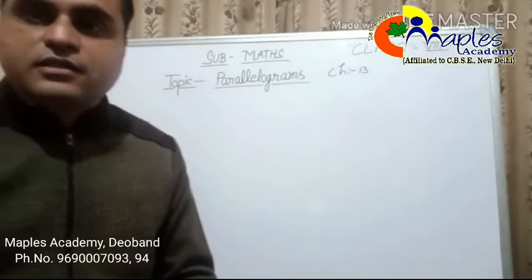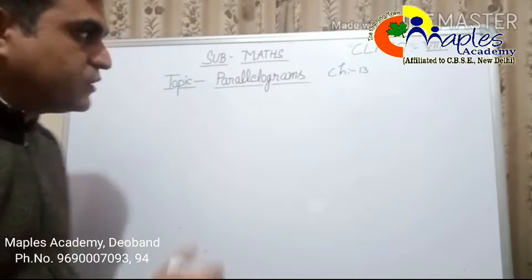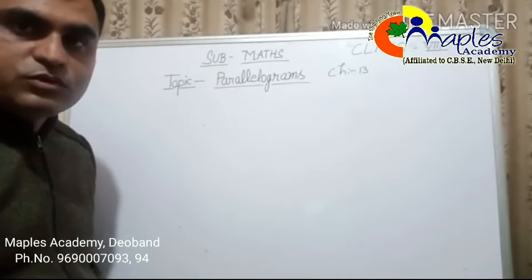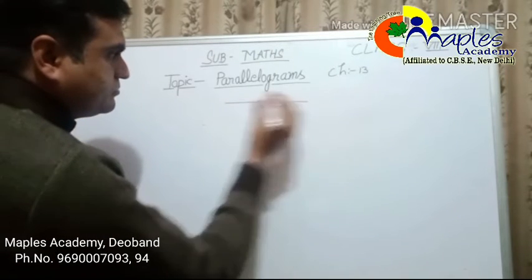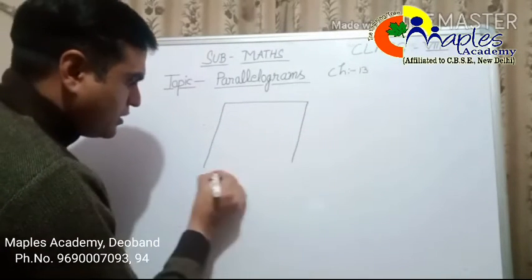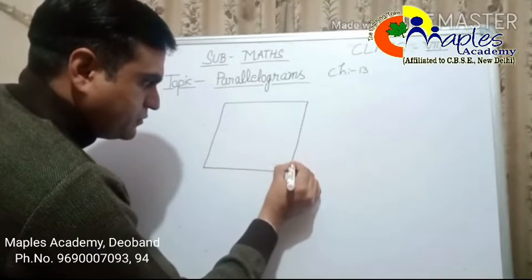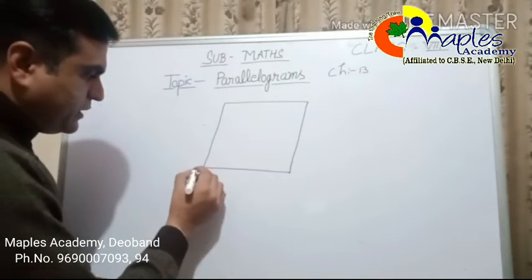For understanding the concept of parallelogram, first we have to understand what is a quadrilateral. Quadrilateral: a simple closed figure made up of 4 line segments. It means any figure which has 4 line segments.